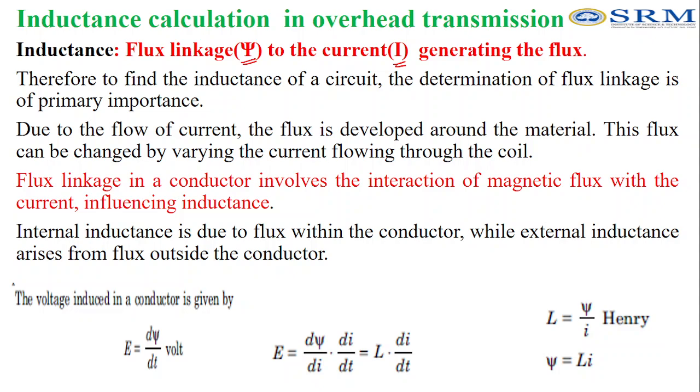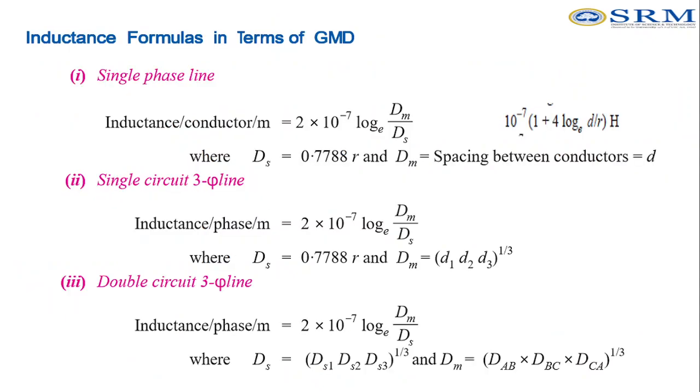What is the meaning of flux linkage? Flux linkage in a conductor involves the interaction of magnetic flux with the current. Whenever the magnetic flux and current interact, that gives the flux linkage. Once the flux linkage and the current are known, we can find the inductance. The formula is L equals psi by I, and also psi is calculated as L into I. This is how the inductance value can be calculated, and some of the formulas are given.